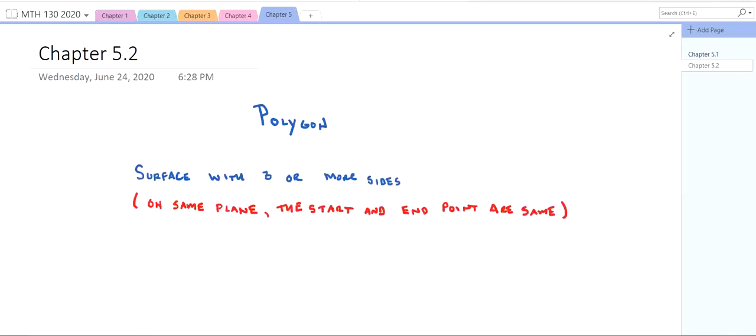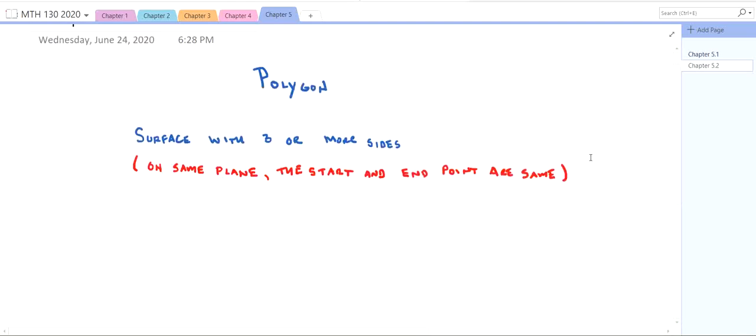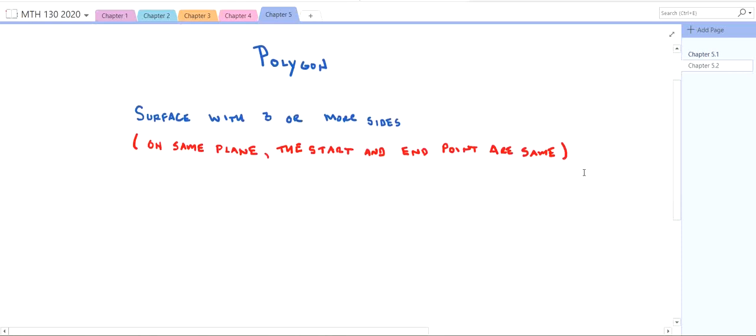Okay, in chapter section 5.2, we begin by talking about polygons. So the definition we'll use is a polygon is a surface with three or more sides. And if we're working on the same plane, like a sheet of paper or something, the start and end points are the same. So we have a number of polygons here.